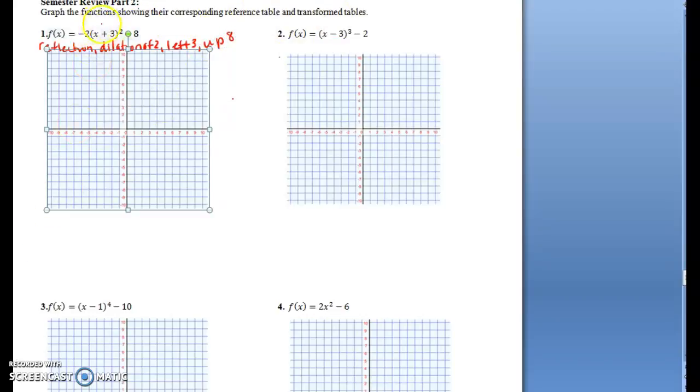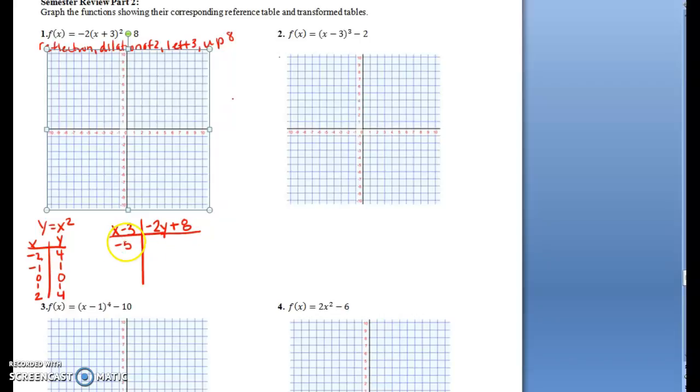So again, because this is a squared, my reference table is a quadratic, x, y. So I would go from negative 2 to positive 2. Quadratic means you just square this. Negative 2 squared, negative 1 squared, 0 squared, 1 squared, 2 squared. And then my transformed table is move to the left 3, reflect, dilate, and then move up 8.